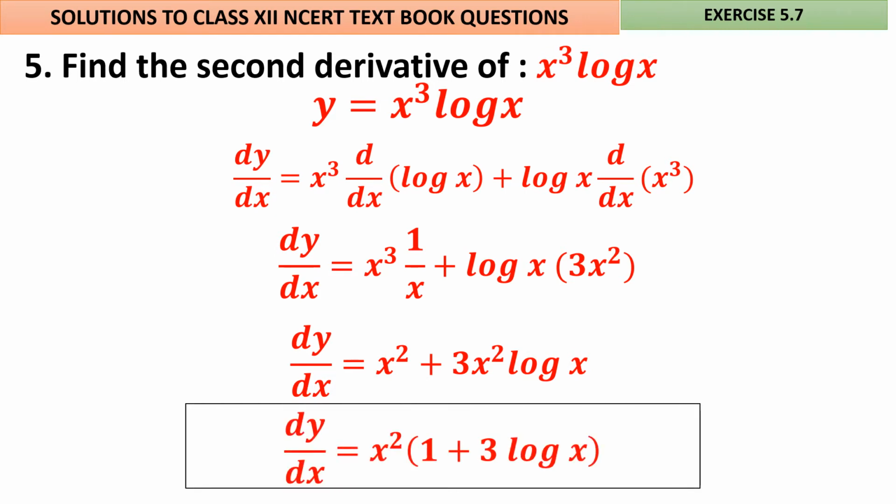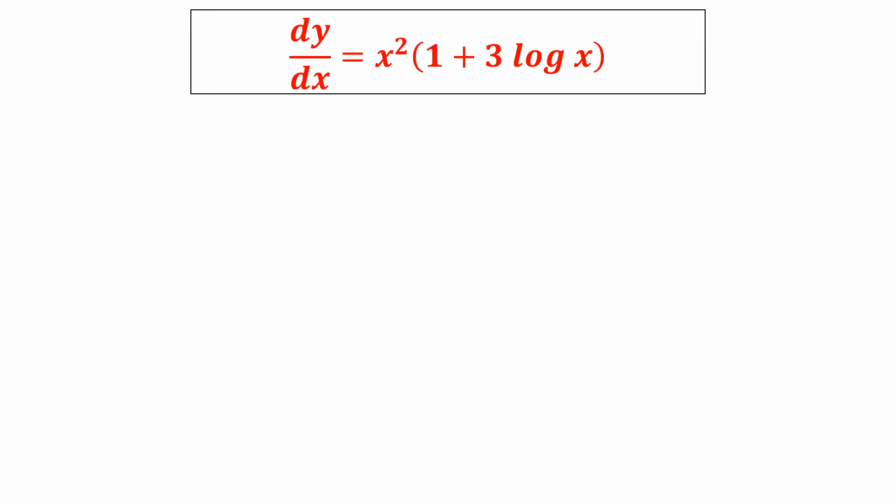Now, as I told you earlier, if you want to go to the second derivative, better to simplify it so that it is easy for you to do the second derivative. Therefore, x square can be taken outside. It is x square multiplied by 1 plus 3 log x. Let us try to do differentiation once again of this derivative.